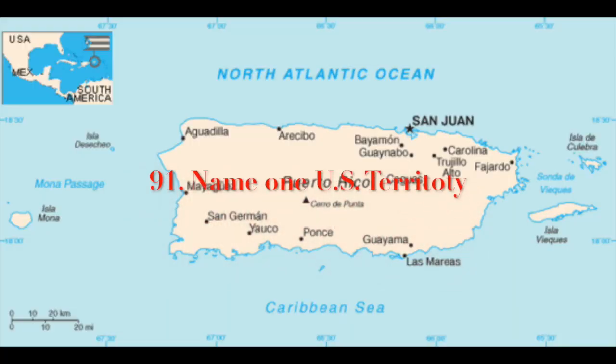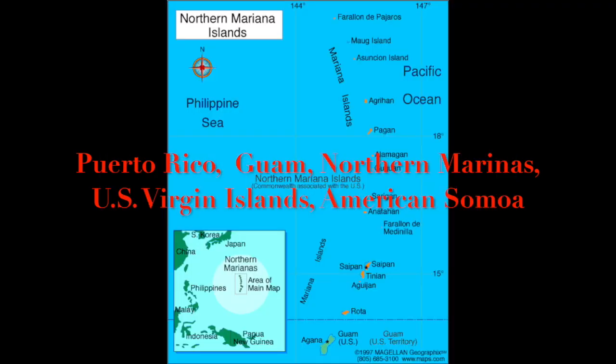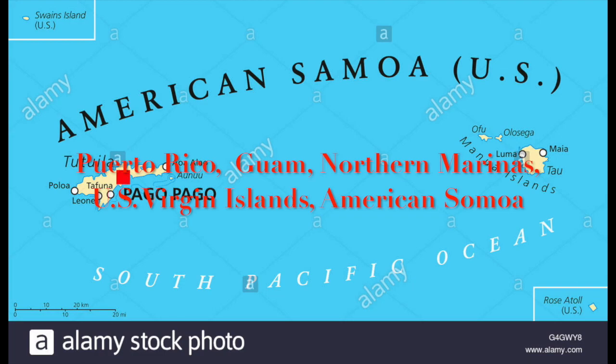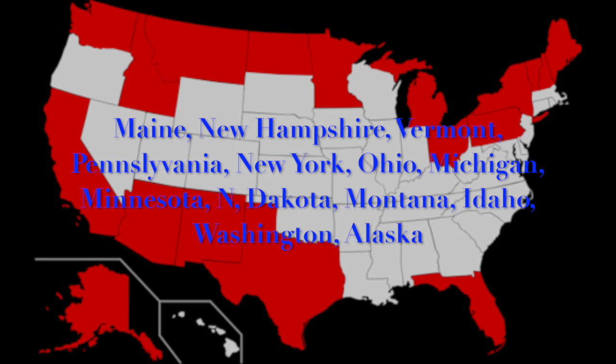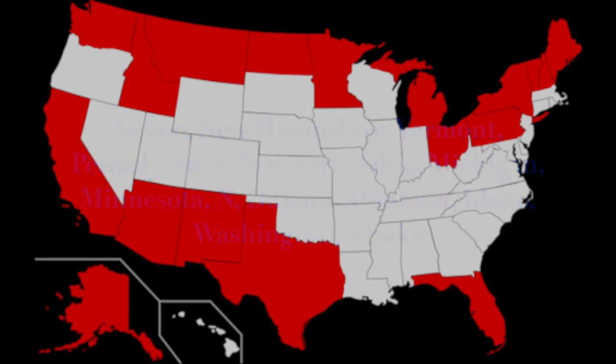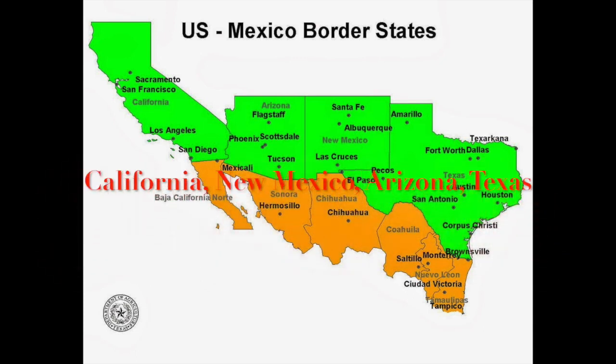Question number 91. Name one U.S. territory. You could answer Puerto Rico, Guam, the Northern Marianas, the U.S. Virgin Islands, and American Samoa. Question number 92. Name one state that borders Canada. Choose between Maine, New Hampshire, Vermont, Pennsylvania, New York, Ohio, Michigan, Minnesota, North Dakota, Montana, Idaho, Washington, or Alaska. Question 93. Name one state that borders Mexico. The answers are California, New Mexico, Arizona, and Texas.